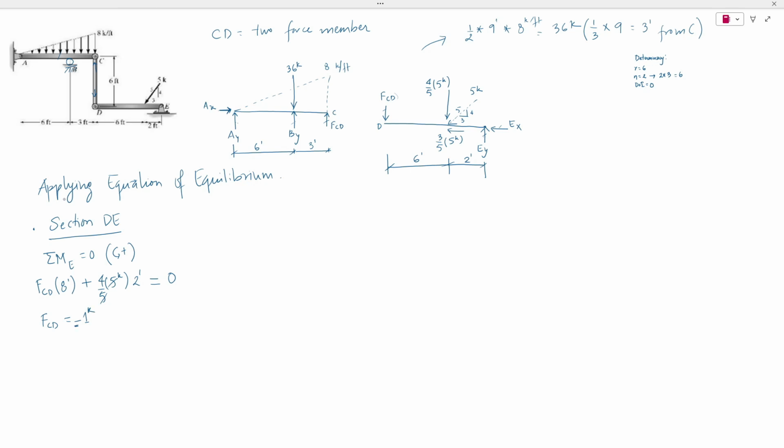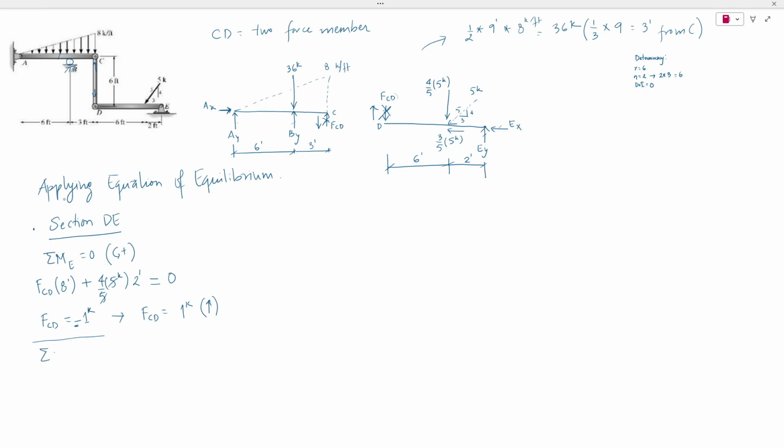The negative indicates that the assumption of member CD being in compression is not true. This is actually FCD, 1 kip acting upward, so this would be upward and this would be negative. So member CD is actually in tension.